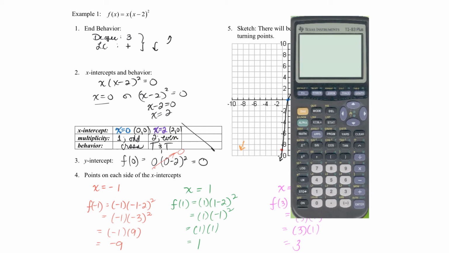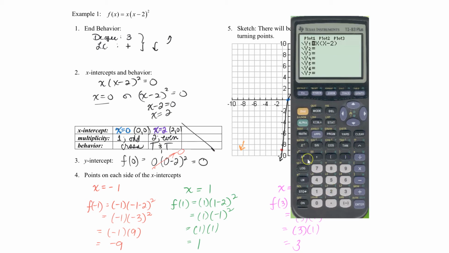So this is the virtual TI-83 that's available for download through Blackboard. And I'm going to go ahead and run the video that I made of the graph of this using the graphing calculator. So the first thing I do is I click the y equals, and then I start typing in the equation. There's my x, open parentheses, x minus 2, close parentheses, square.